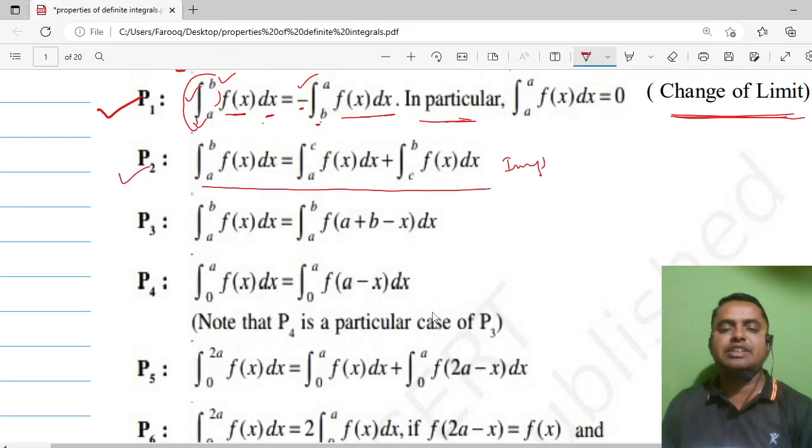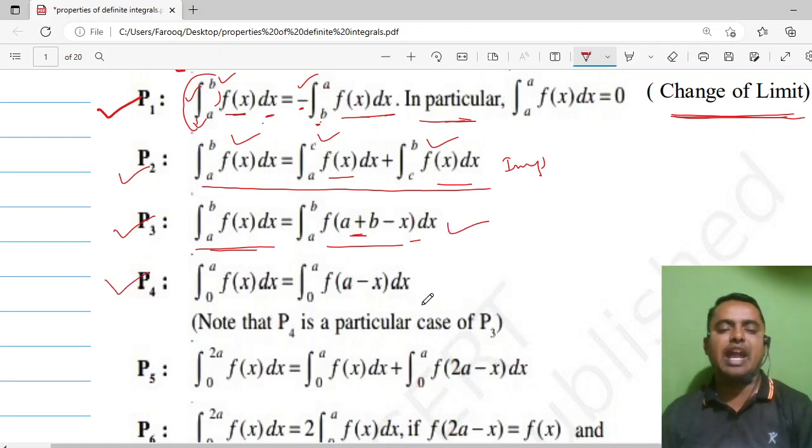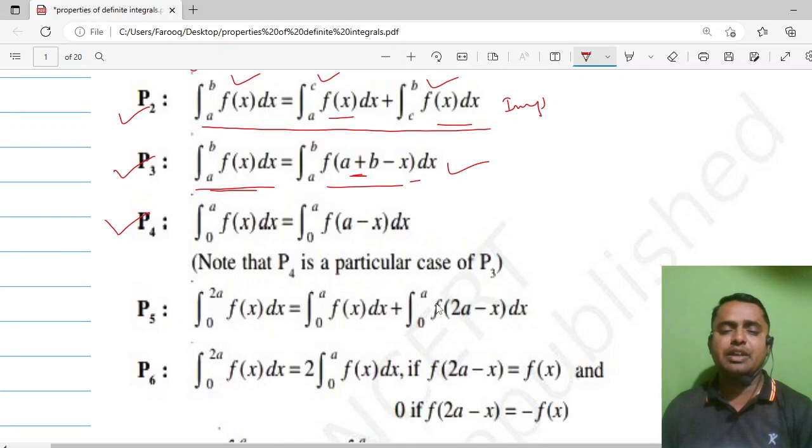Next, the integration, it is also a very important property. It may be asked in the exam. Integration from a to b of f of x dx is equal to the integral from a to c of f of x dx plus the integral from c to b of f of x dx. Next property, integration from a to b of f of x dx is equal to the integral from a to b of f of a plus b minus x dx. And the fourth property, a very important one, this property has been asked most of the time in the exam: the integral from 0 to a of f of x dx is equal to the integral from 0 to a of f of a minus x dx.